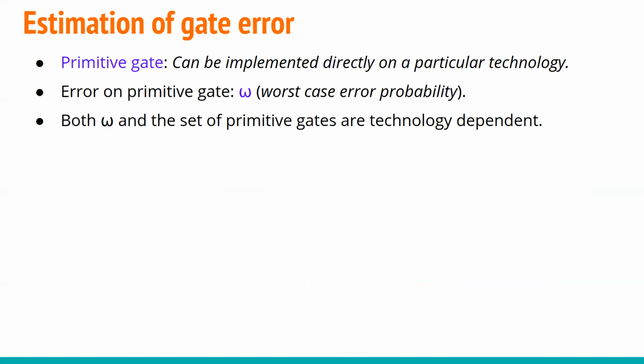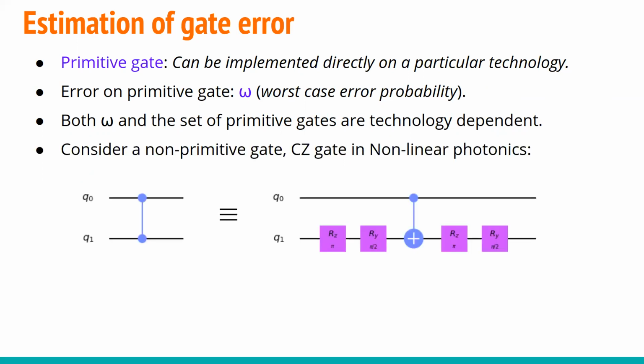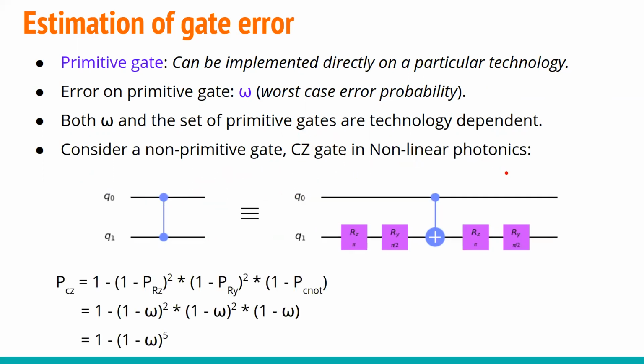There are a set of gates which can be directly implemented there, and we call those primitive gates. And take the set of all those primitive gates, and the worst error probability we term as omega. We associate this omega with each and every primitive gate. But those gates which are not primitive, say this CZ gate, control Z gate on nonlinear photonics, it is not primitive, so it needs to be broken down in terms of primitive gates.